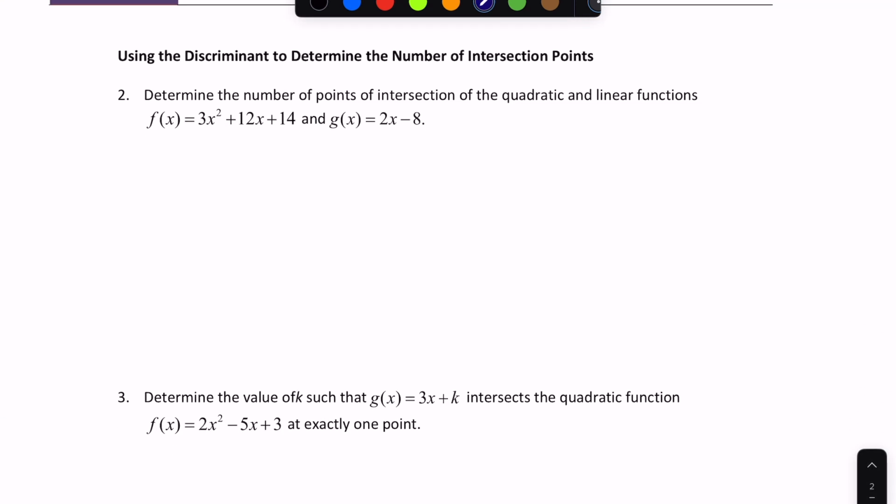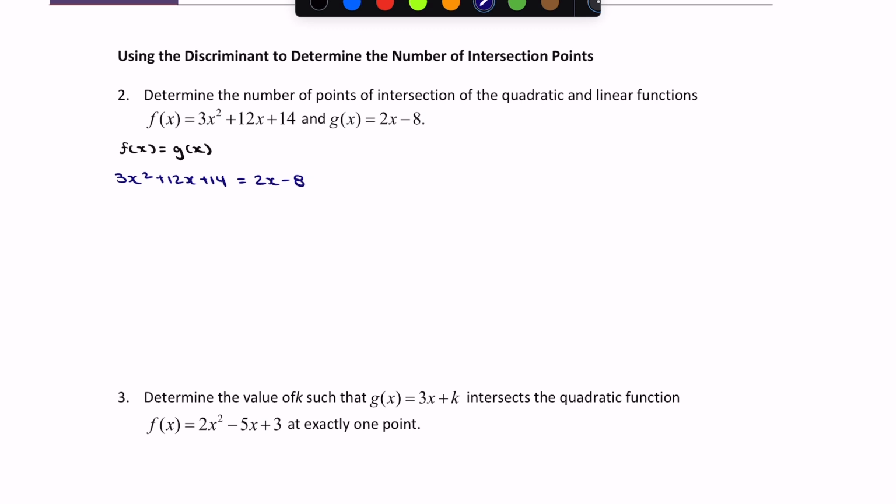Okay. So the next thing we'll look at is using the discriminant to determine the number of points of intersection. Here we will determine the number of points of intersection of the quadratic and linear function. We have f of x is equal to 3x squared plus 12x plus 14, and g of x is equal to 2x minus 8. We can write f of x is equal to g of x, so we'll equate those two together. So we'll have 3x squared plus 12x plus 14 is equal to 2x minus 8.